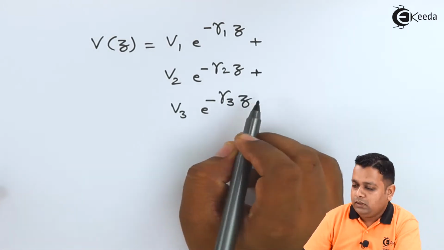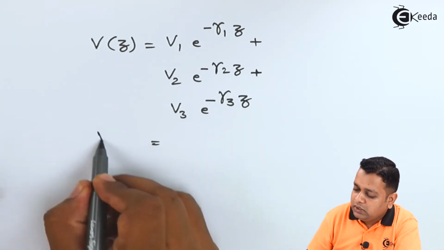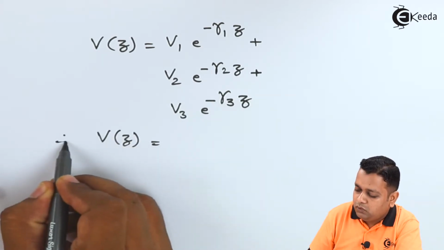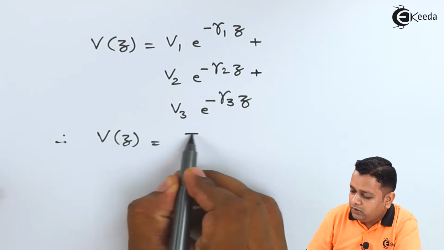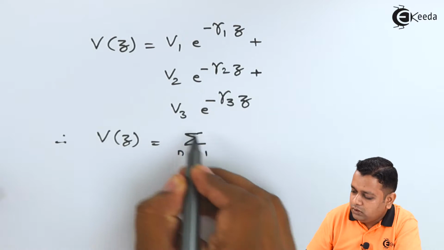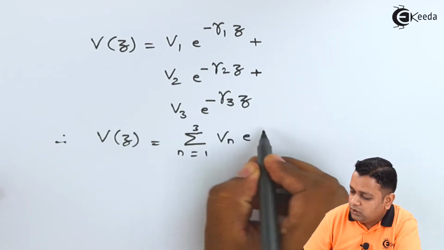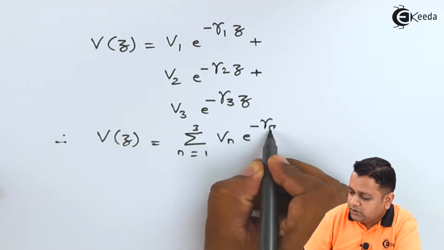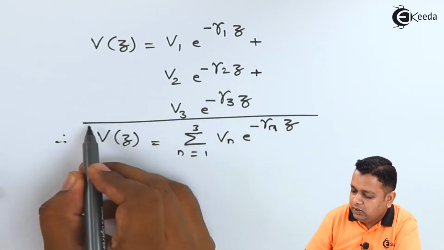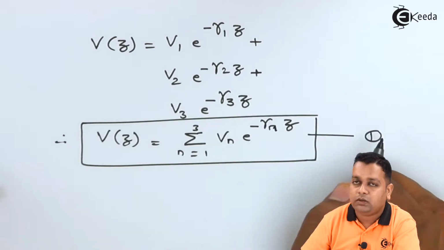Therefore, using the summation representation, we can simply write capital V as a function of Z, the total voltage developed, as the summation with index n equal to 1 to 3 of V suffix n into e to the power minus gamma suffix n into Z. This is a very important equation. Let us say this is equation number 1.